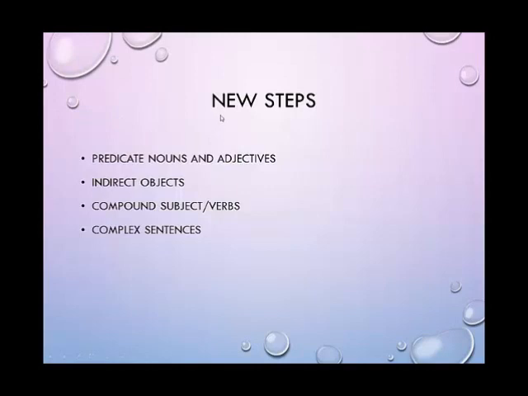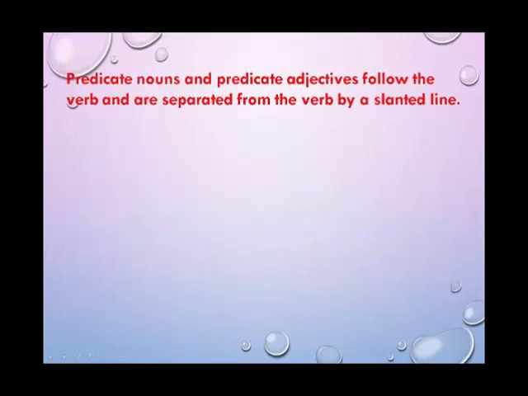There are some new steps for diagramming sentences: predicate nouns and adjectives, indirect objects, compound subjects and verbs, complex sentences. In this slide we will see how to diagram predicate nouns and predicate adjectives. We will learn that predicate nouns and predicate adjectives follow the verb and are separated from the verb by a slanted line.